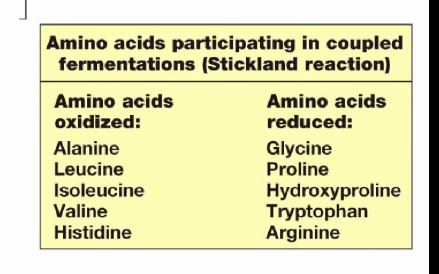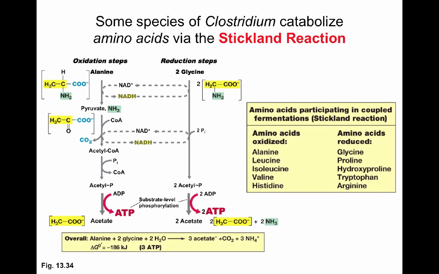The Stickland reaction can be used in redox oxidation and fermentation of multiple amino acids. Leucine will be oxidized while proline will be reduced. Isoleucine will be oxidized while hydroxyproline will be reduced. Valine could be oxidized while tryptophan can be reduced, and histidine could be oxidized while arginine is going to be reduced. You will have different molecules being generated at the end with different amounts of ATP. So the amino acids participating in the coupled Stickland reaction fermentations will generate ATP for the cell.